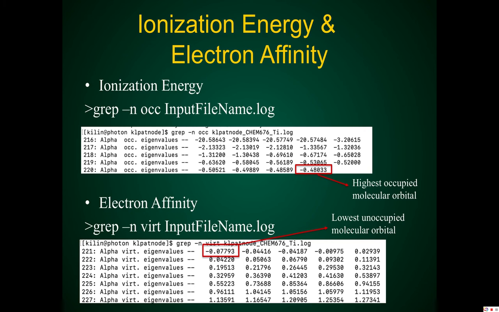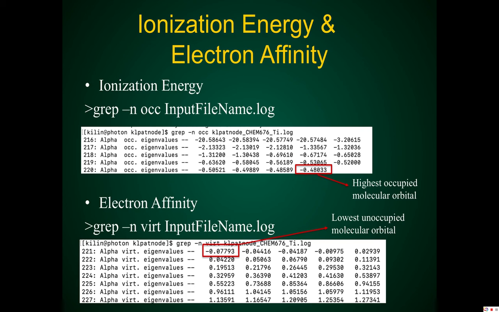And the very last number from the grep occ command is going to be our highest occupied molecular orbital. So that's the value we'll use going forward for calculations. And then with the electron affinity, or our LUMO, the very first value is the one we'll want to use, as that's the lowest unoccupied molecular orbital. This can also be measured just in the lab using cyclic voltammetry.